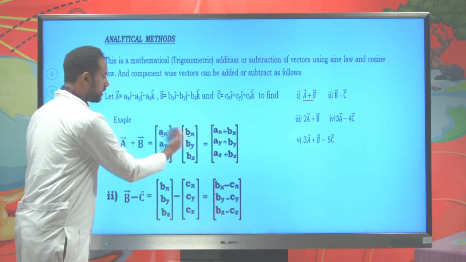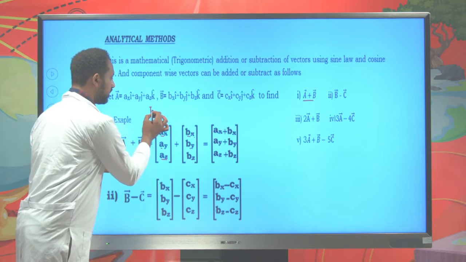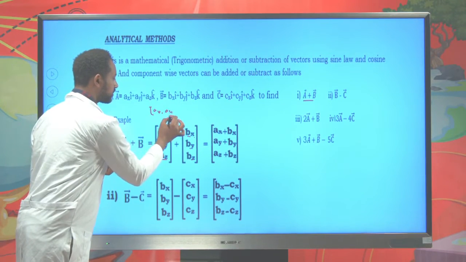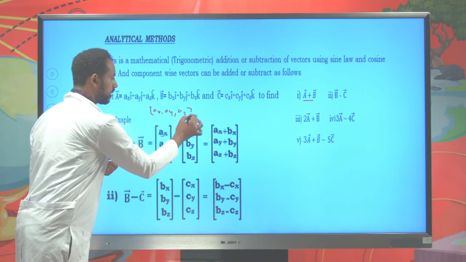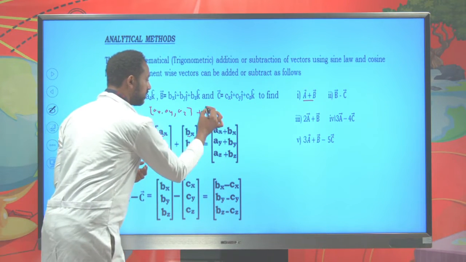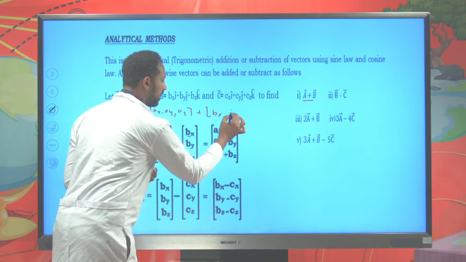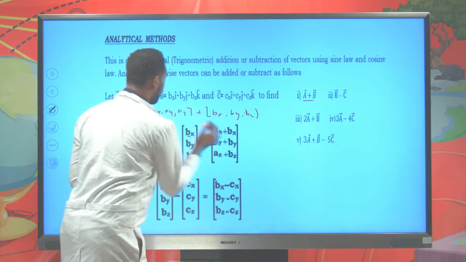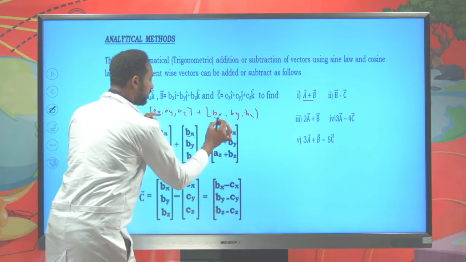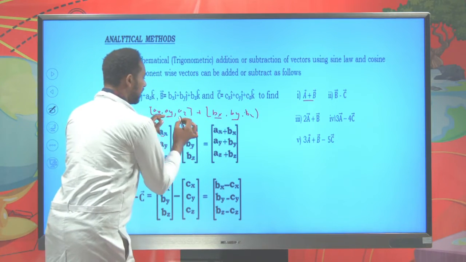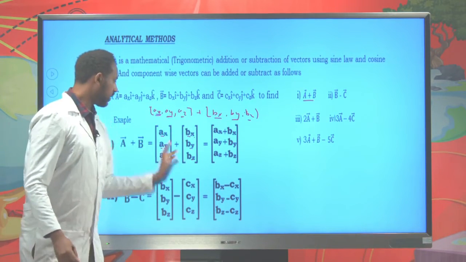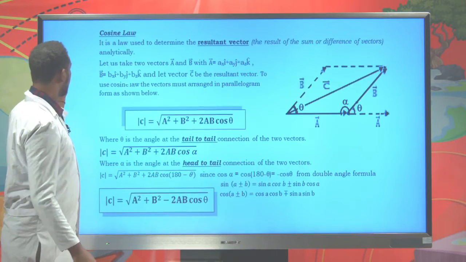Or it's also possible to use row-wise, meaning you put ax, comma, ay, comma, az, okay, and plus bx, comma, by, and bz, okay. Therefore, it's possible to add ax with bx, ay with by, az with bz. This technique is called row-wise, and this one is called column-wise.